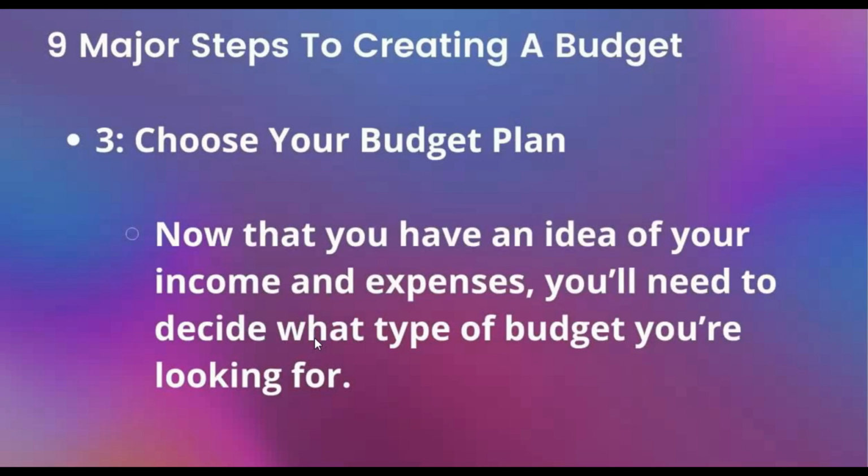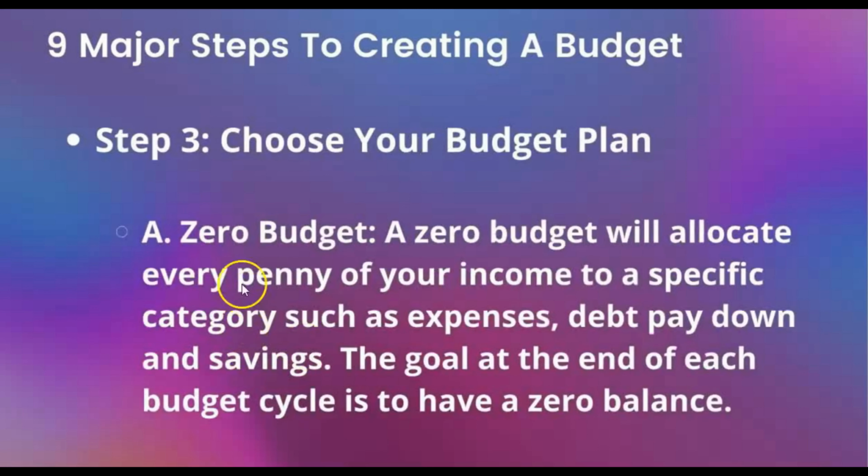Number three, now you need to choose your budgeting plan. Now there are several plans that you can consider. So we're going to look at three plans. One, you can do what is called a zero budget. A zero budget is just that: you budget everything and you will have what is known as a zero balance. You spend all the money that you have coming in. That's the zero plan, or the zero budget.